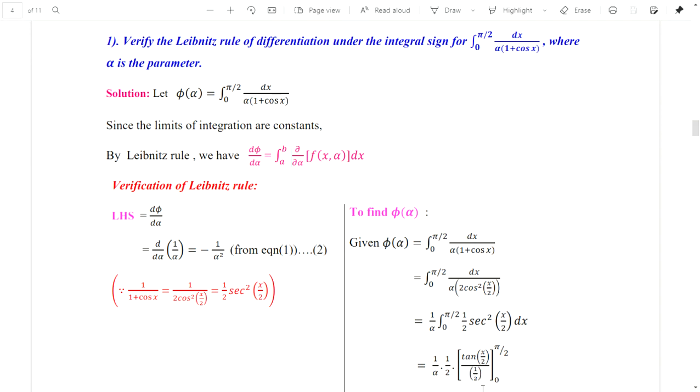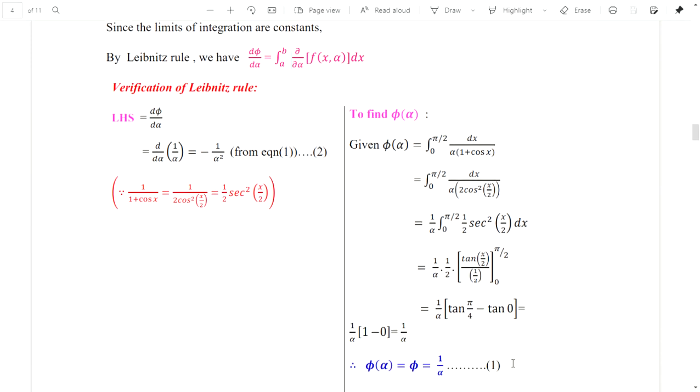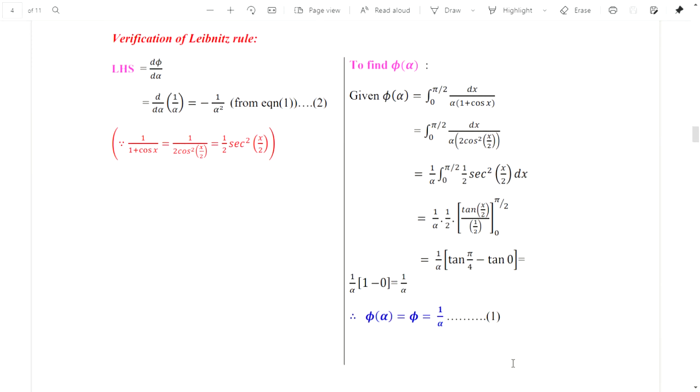Since we evaluated the integral, now we have to apply the limits 0 to pi by 2. So I have written the limits on the right side, 0 to pi by 2. Now let us apply the limits for this. So 1 by alpha is constant, and here 1 by 2 and 1 by 2 will get cancelled. 1 by alpha is constant, I have written outside, into tan of, apply the upper limit, that is pi by 2 by 2, which is nothing but pi by 4 minus tan 0.